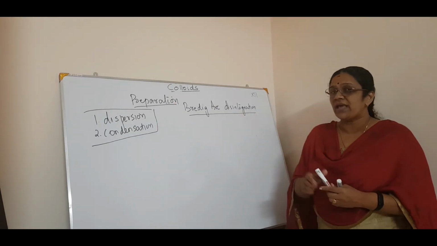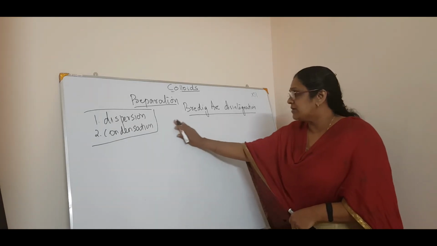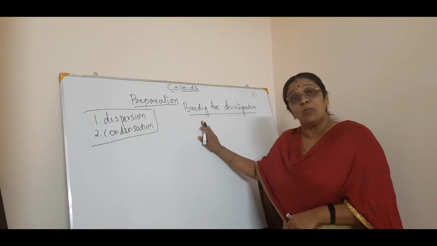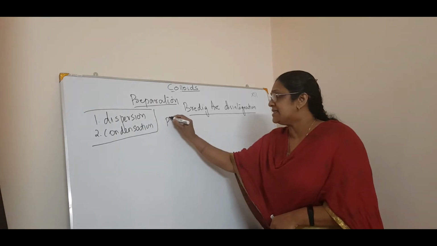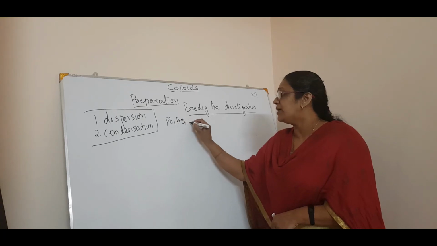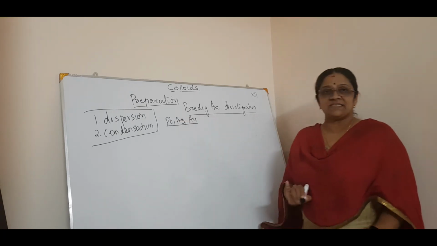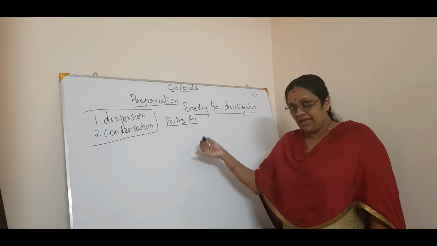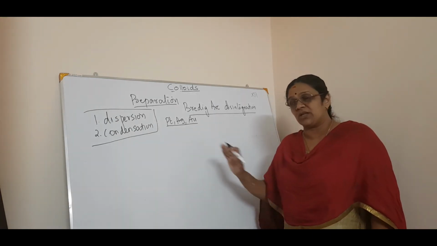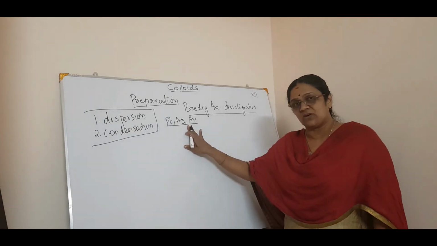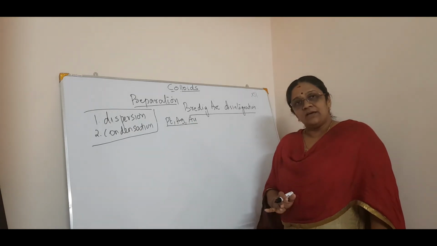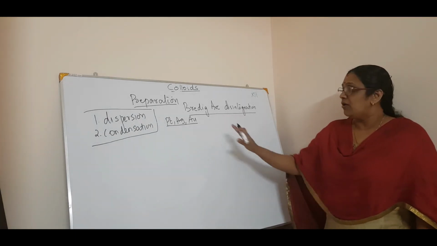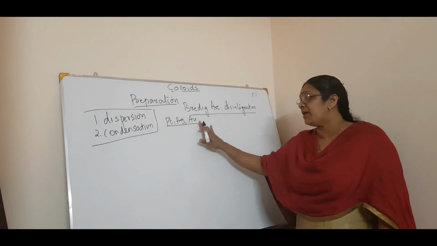So this is a small experiment to prove it. This is mainly for preparing noble metal colloids, that means platinum, silver, gold, etc. In order to prepare their salts, mainly the noble metals, we use this Bredig arc disintegration method. Now we will see how you can prepare this gold.